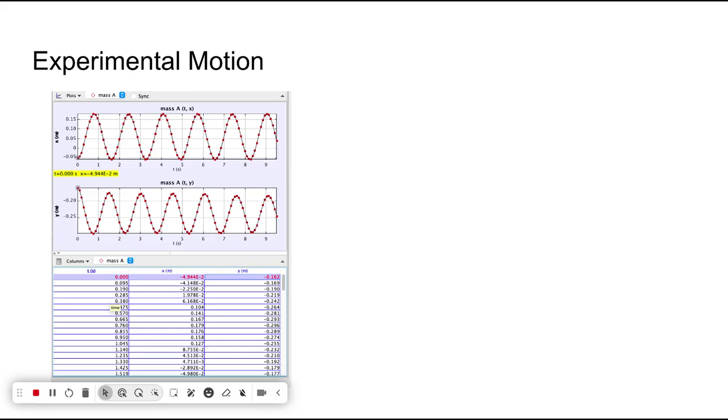So here's our experimental motion. As you can see, we've got an oscillation in both the x and y direction, and here at the bottom, you can see kind of.